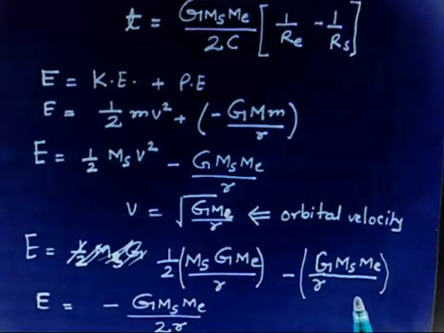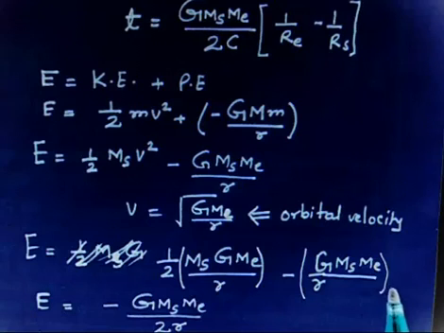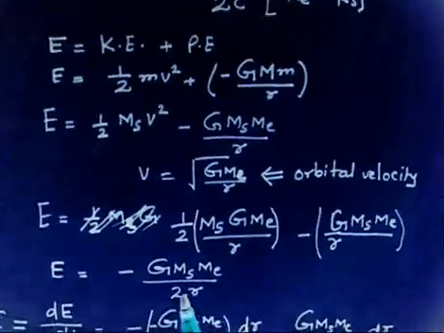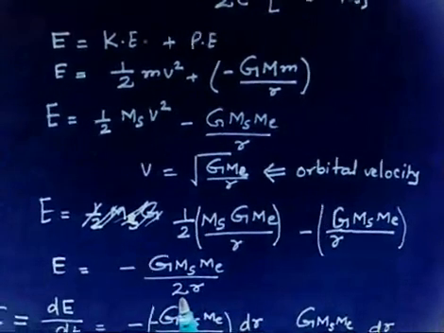This is always true. If you have a force system that varies with 1 by r square, you will always find that potential energy is twice the kinetic energy with a double sign. Kinetic energy will be plus and potential energy will be minus, because kinetic energy can't be negative. So potential energy is double the kinetic energy, so the total energy will be negative. This negative total energy shows the system is bound.